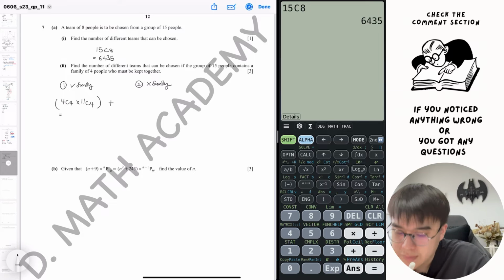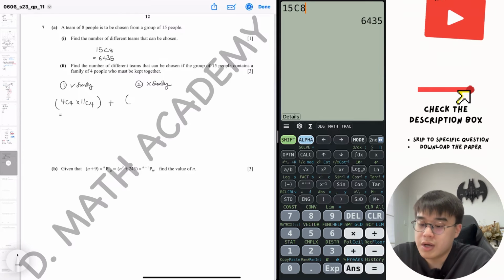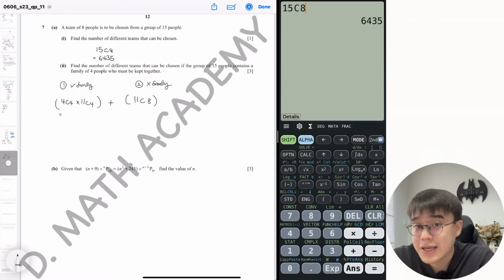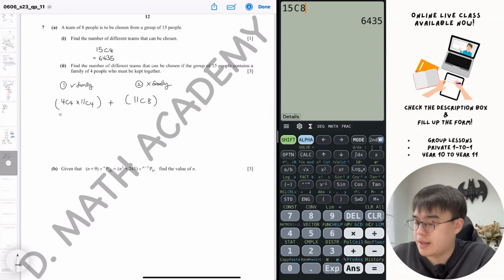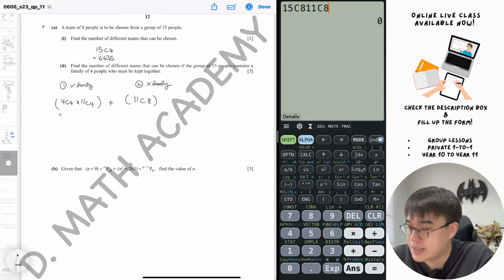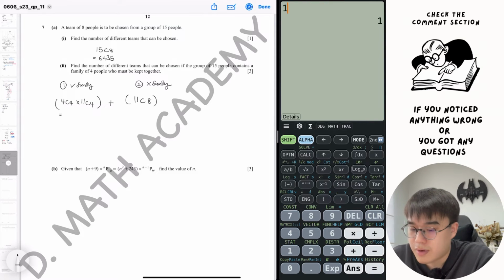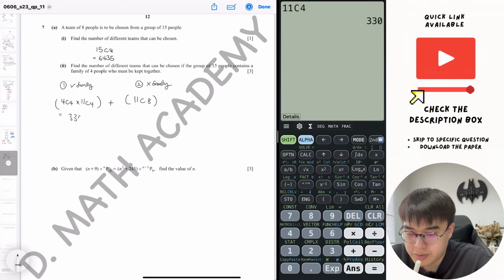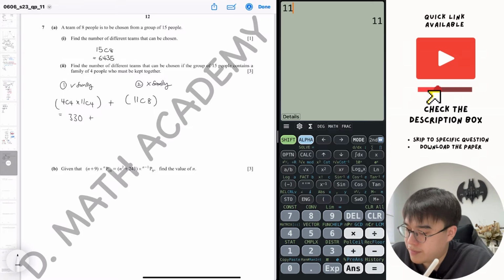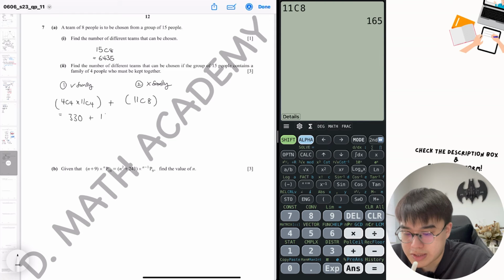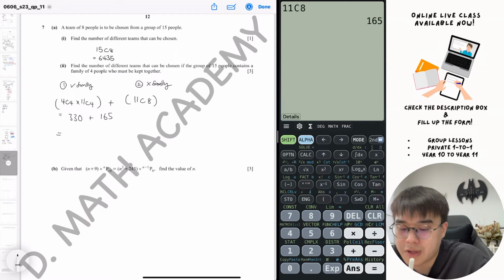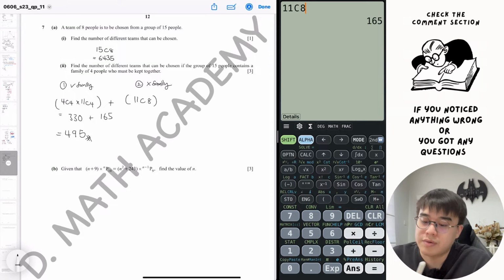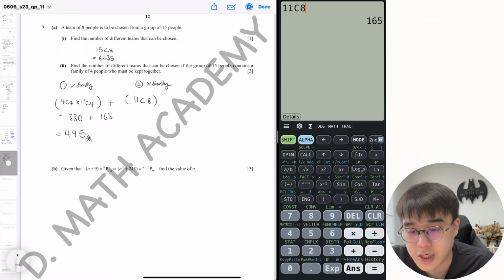Meanwhile, for the second scenario, it will be 11 people that were not the family, and you have to choose 8 from them. So 11C8. 11C4 is how much? It's 330, and 11C8 is 165, and you add them up, you become 495. Okay, that's how you find the full answer here.